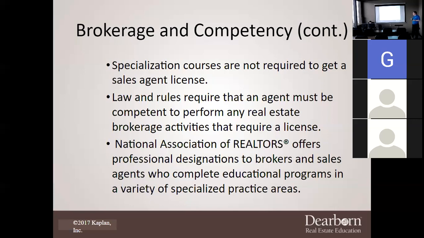National Association of Realtors offers professional designations to brokers and sales agents who complete educational programs in a variety of specialized practice areas. That's why one of these situations is me being in the real estate industry for as long as I have and teaching the same material. I know a lot of this material, okay, and I can share this stuff.